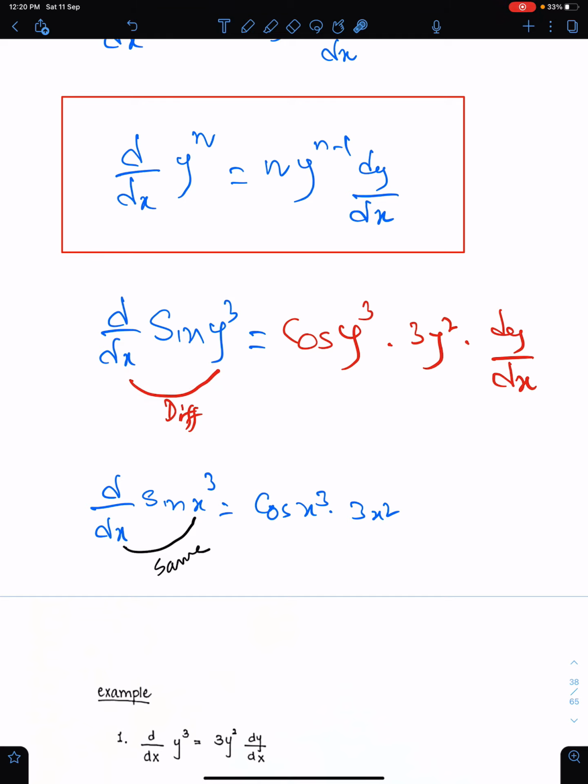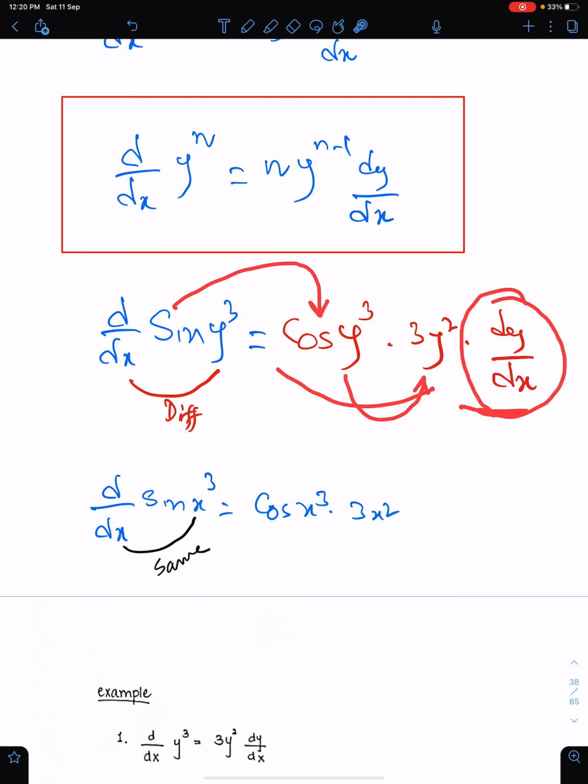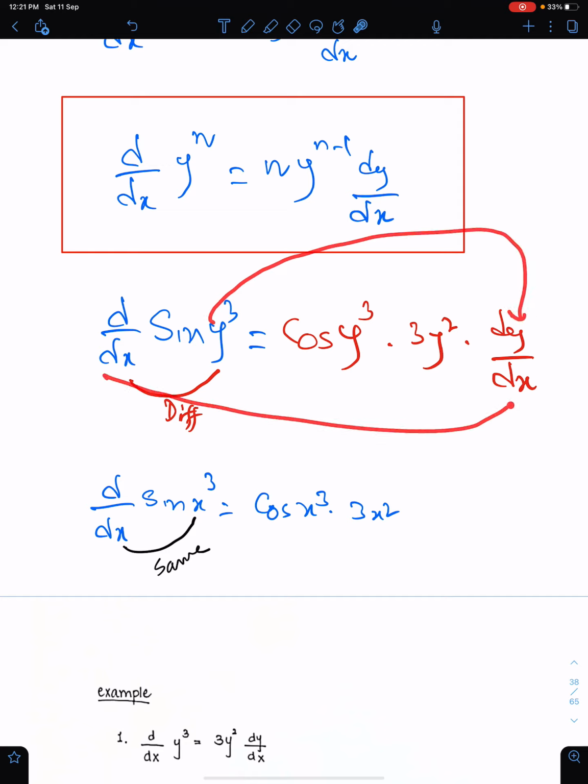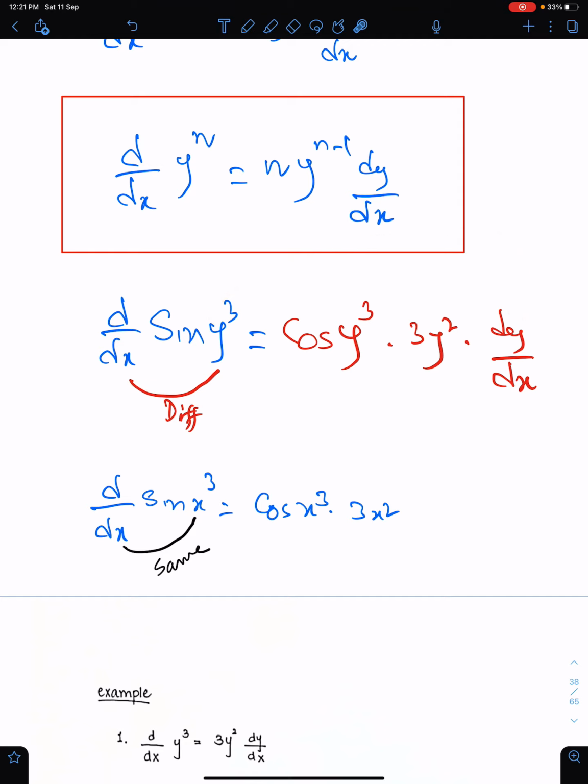Well, the differential of sine y cube will be cos y cube, differential of y cube will be 3y square, and you must multiply your answer with dy upon dx because of implicit functions. But here you don't need to multiply your answer with dy upon dx. Why? Because the function and operator both are same. When they both are same, you just leave your answer here. But when both are different, must multiply your answer with this operator, dy upon dx. This comes here and this comes here.